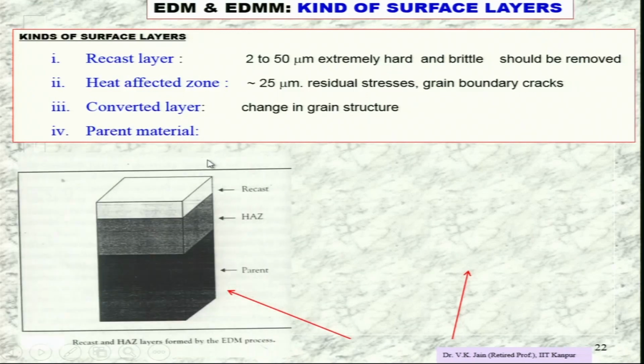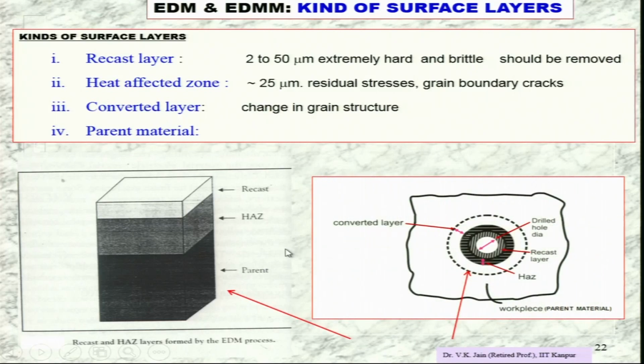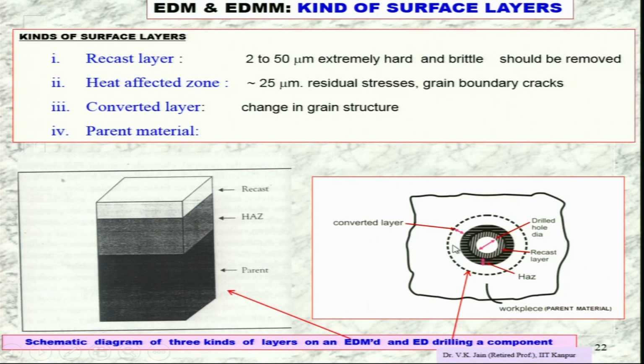So, you can see here recast layer, heat affected zone, parent material is there, and here you can see 4 layers. This is the drilled hole, this is the recast layer, this is the heat affected zone, this is the converted layer, and this is the parent material. So, a schematic diagram of 3 kinds of layers on EDM and ED drilling a component.